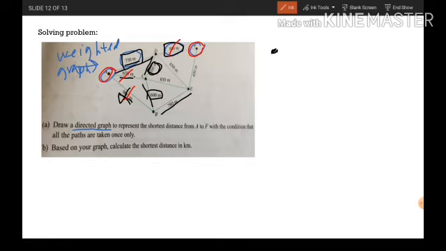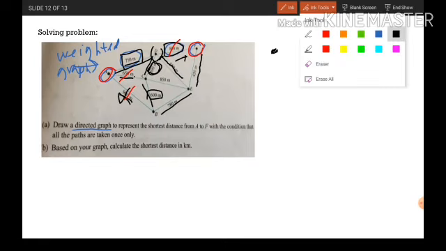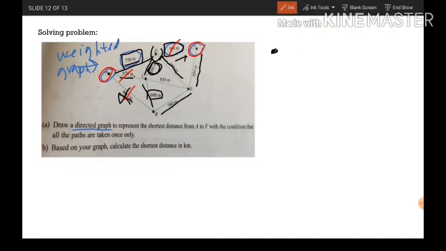Just go to B to E, and then you have to go to F, right? So just go directly to F, because if you use this path, you go back to D, then you go back to F. So since we already moved to D, we cannot choose vertex D again, because the condition is that all the paths are taken only once.